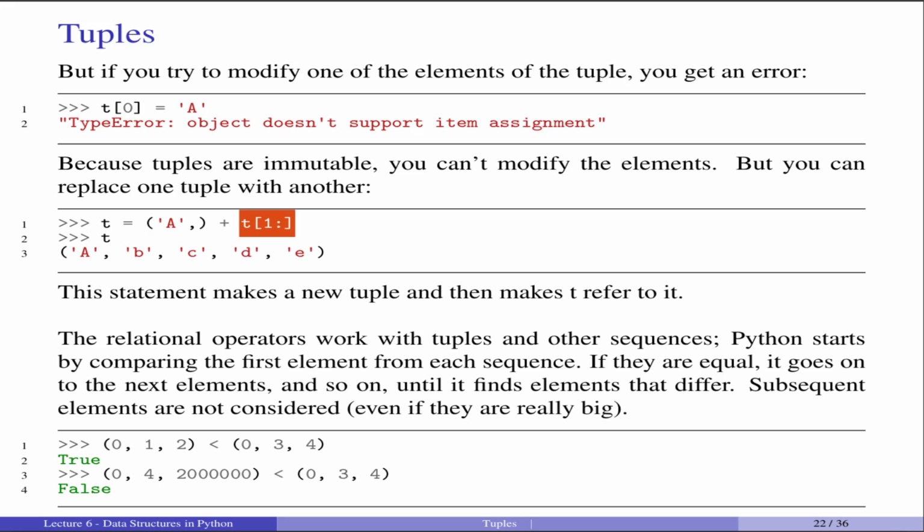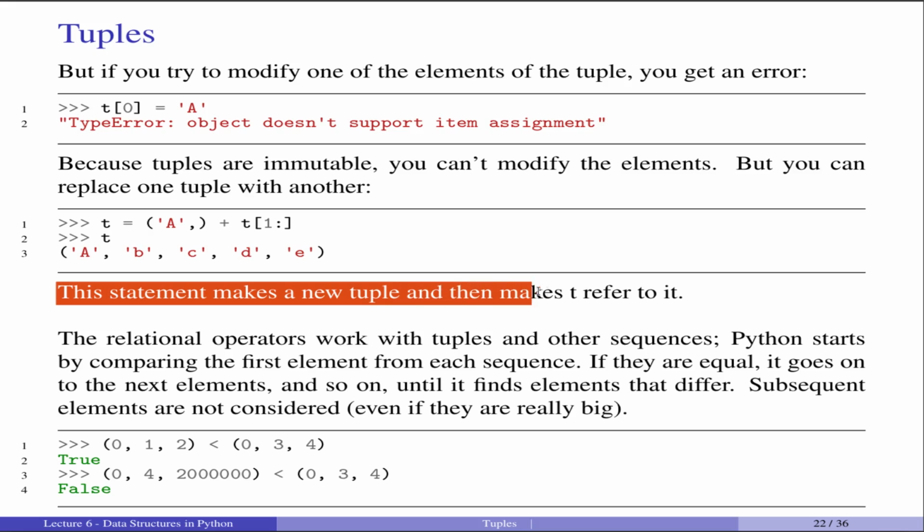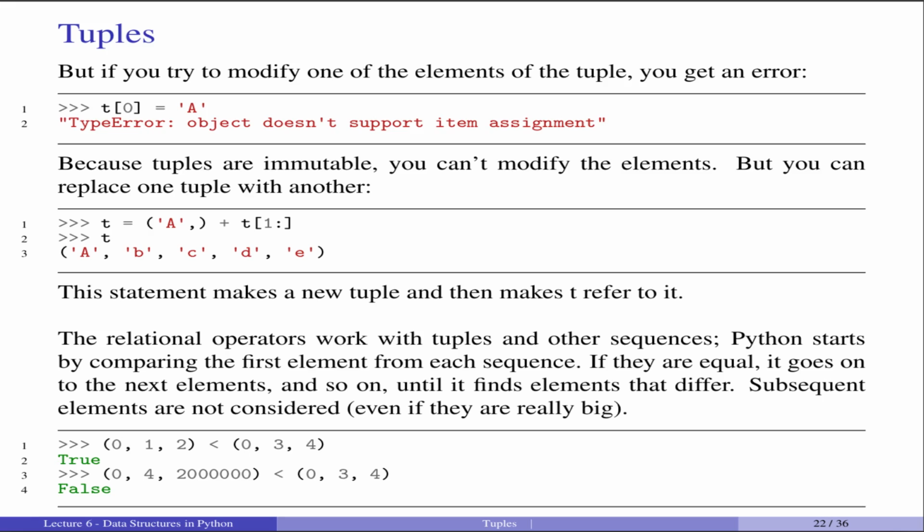So it goes all the way to the end. It will take the elements B, C, D, E from the existing tuple T, and then add A as the first element and assign that to the already existing tuple T. So now if I want to print T, notice that I get a new tuple with the elements capital A and B, C, D, E. Okay, so notice, this statement makes a new tuple and then makes T refer to it.